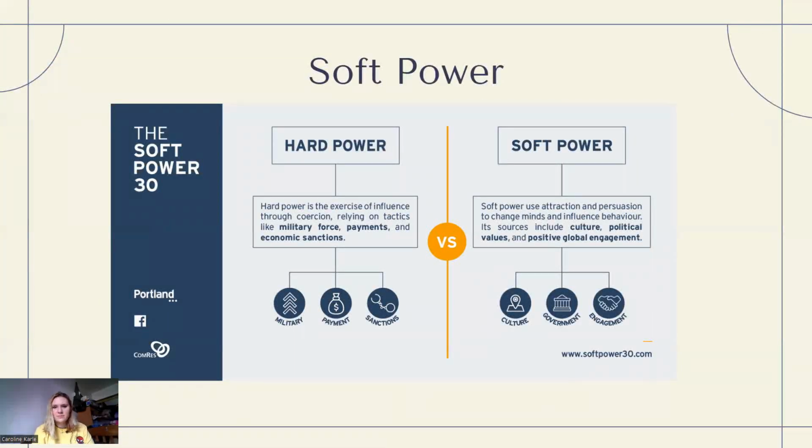All these things accumulated contribute to Japan's soft power, which is the use of attraction and persuasion to change and influence behavior. Its sources include culture, political values, and global engagement, versus hard power, which is military force, payments, and economic sanctions, much like that of Imperial Japan. So it converted its hard power into soft power after World War II.